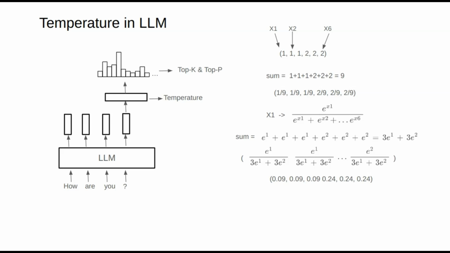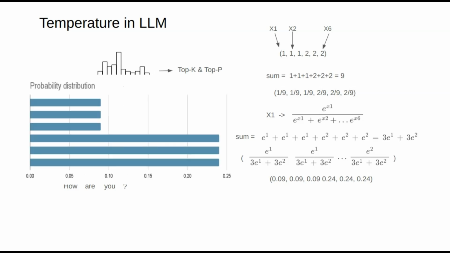0.09 to 0.24. This probability distribution can be visualized as a bar chart. Probabilities for the first three tokens are 0.09 each. Probabilities for the last three tokens are 0.24 each.